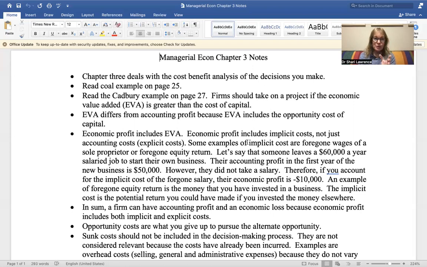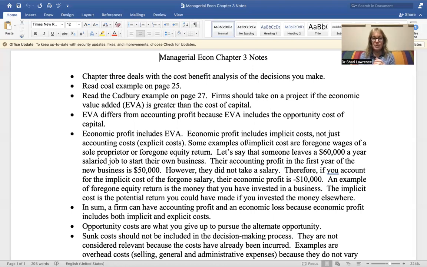So just think back to the income statement. On the income statement, you have your sales minus your cost of goods sold, minus your general and selling expenses, administrative expenses, minus all your other expenses. Your bottom line is your net income. So that's called accounting profit.